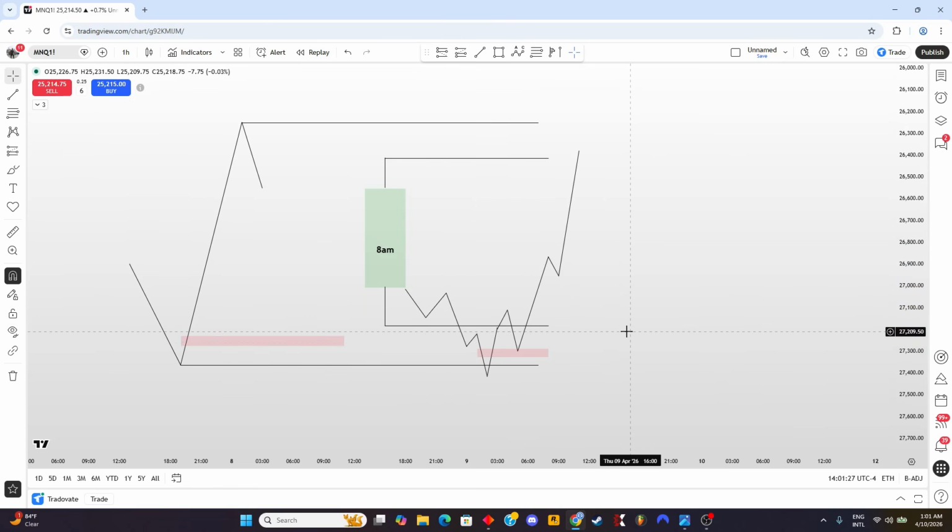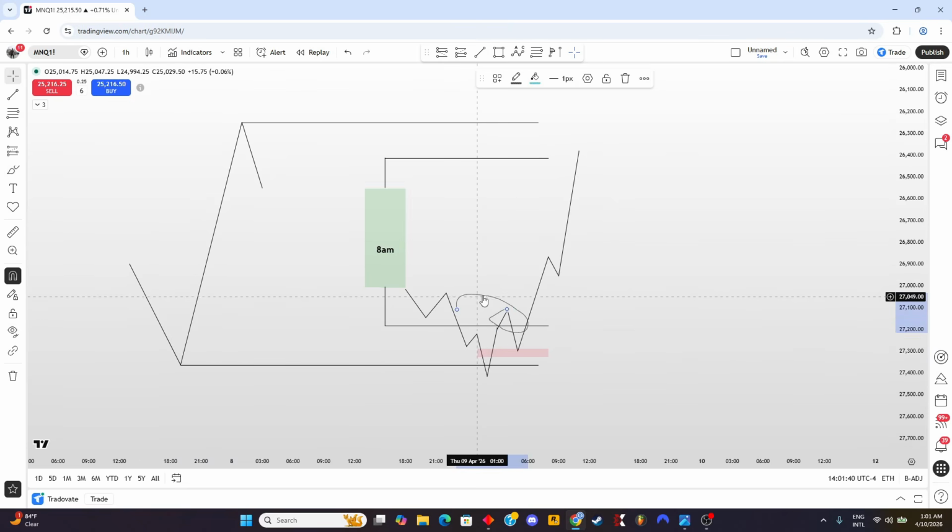And vice versa, guys, if we take out the 8 a.m. low first, I'm expecting price to take out the most recent low as well on the 1 hour time frame. And once we have that, I'm looking for a market structure shift, price closing above the 8 a.m. low that was swept, and then we take our entry and we target 1 to 2 or we target the opposing high.